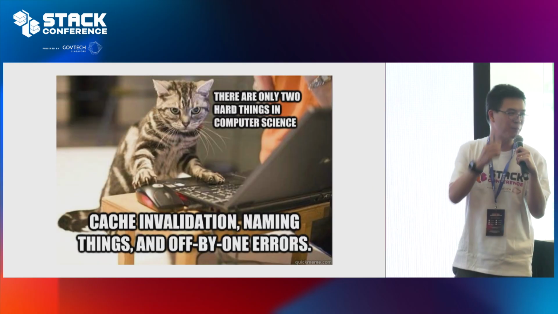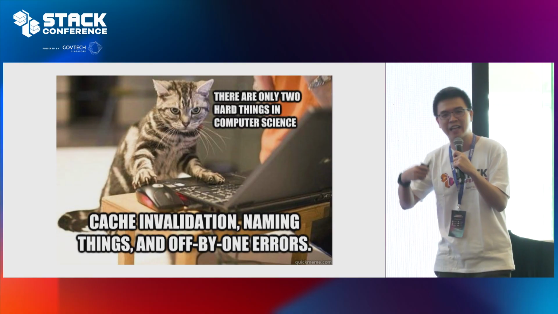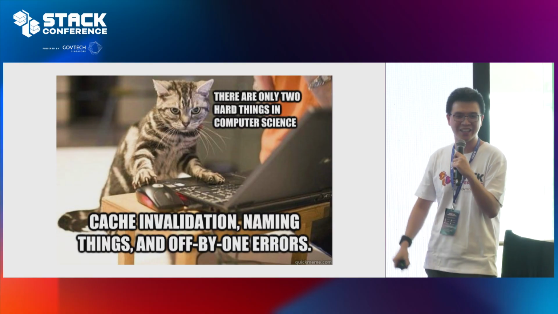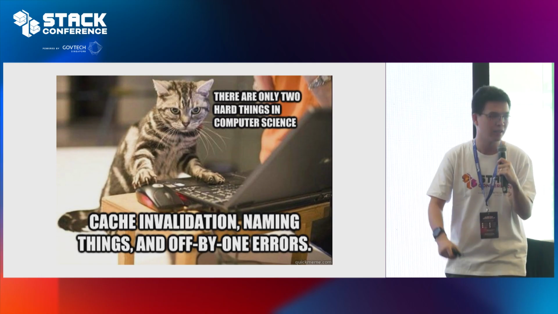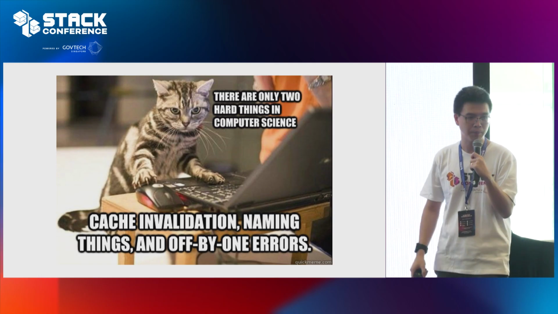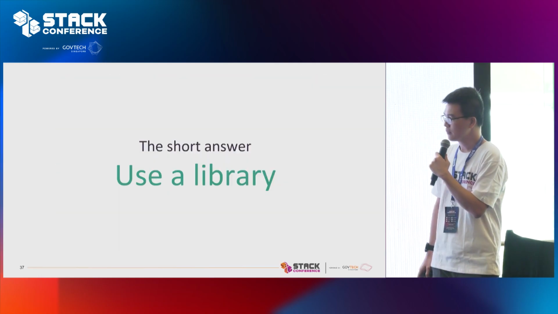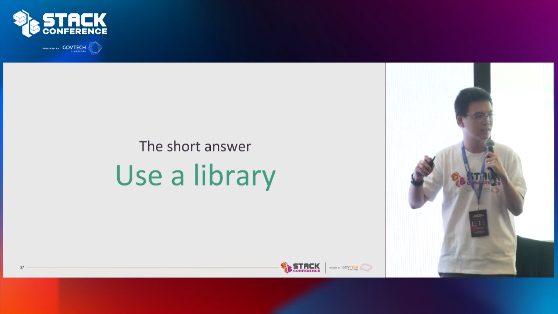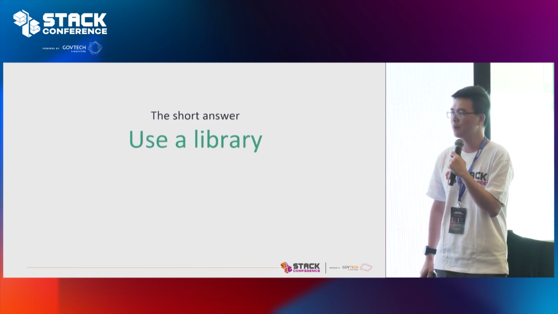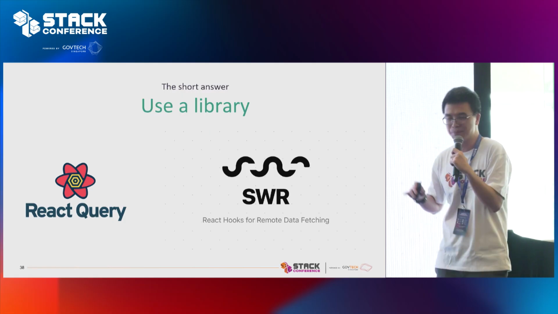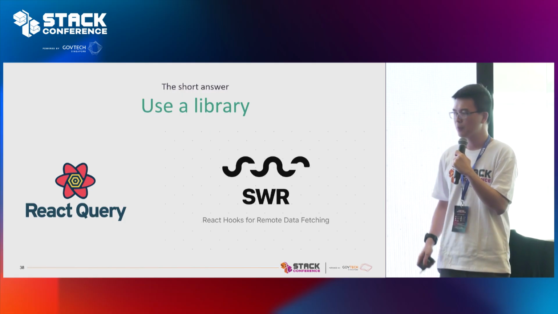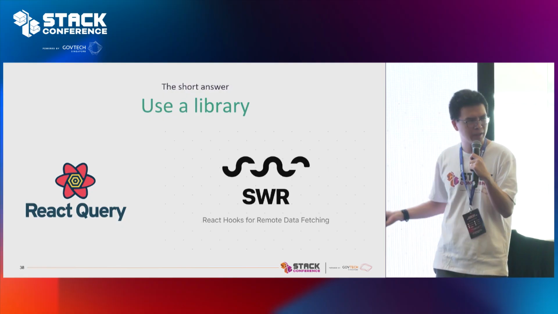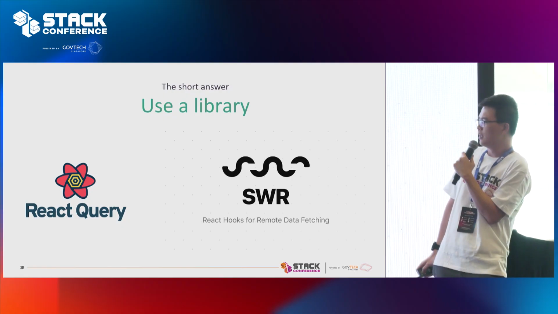But of course, in computer science, it's easy to set something, but it's a bit trickier to decide when to invalidate it, when to update it, or when to remove it from the cache, for example. So the short answer for all of that is to use a library. And of course, there are two common popular ones: React Query and SWR. There are a few more, but you can probably just look into two of them, which are quite popular already.